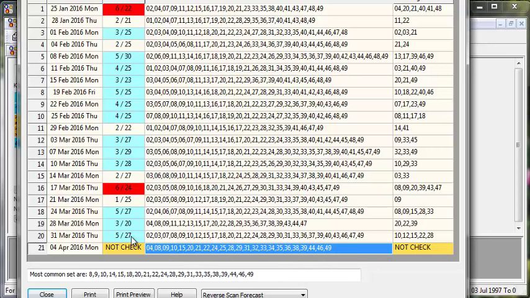Here not checked is because on the 4th of April, after the result is out, we have forecasted this group of numbers under the reverse scan. Alright, this is how it works.